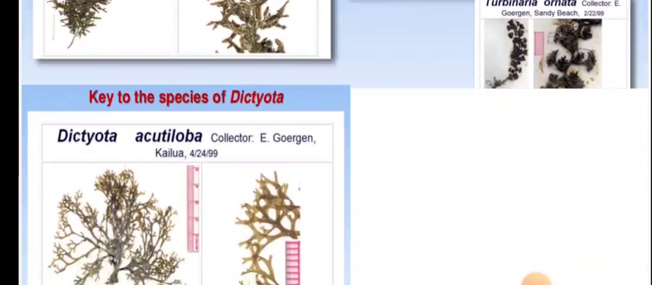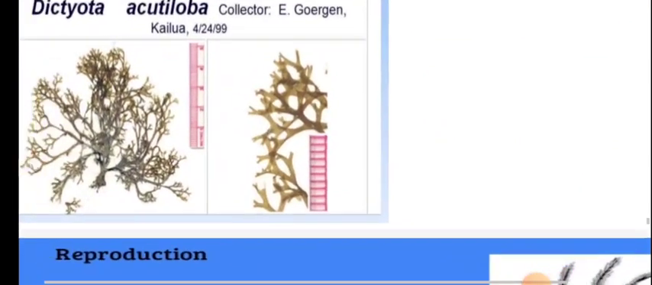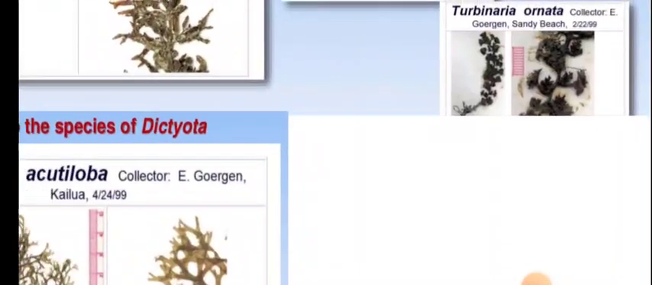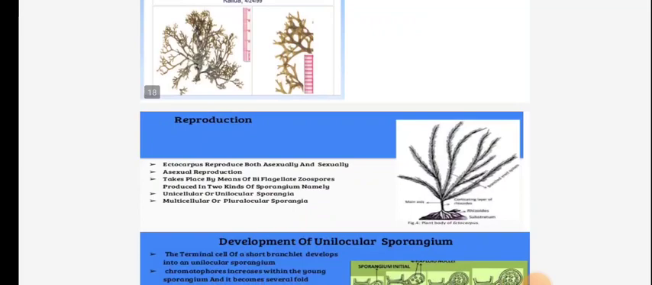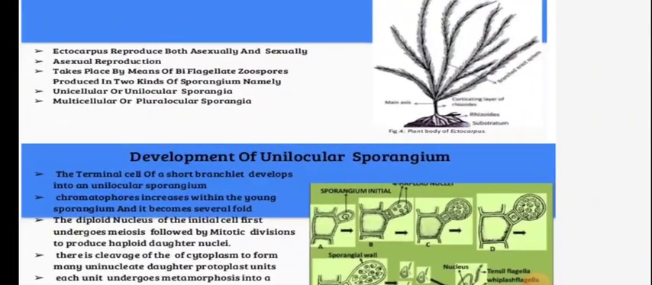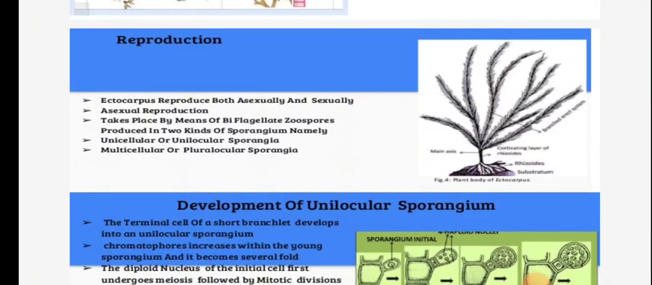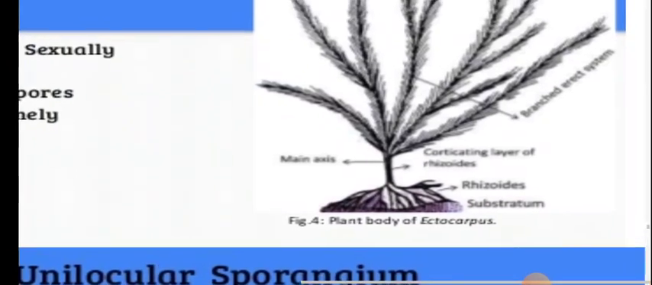Then a kit for the Dictyota species. It is seen as Dictyota, and you are observing the pink scales here, so it gives the length and the breadth of the thallus. Then secondly, there are some members like Turbinaria. In the reproduction, while we are observing Ectocarpus, see how the thallus of Ectocarpus is. It is showing the main axis plant body.